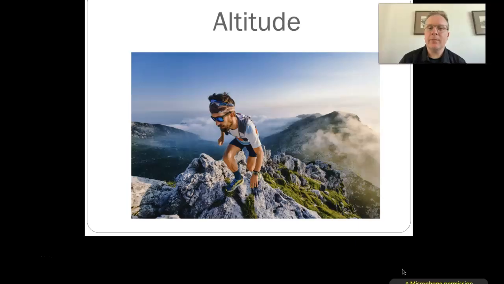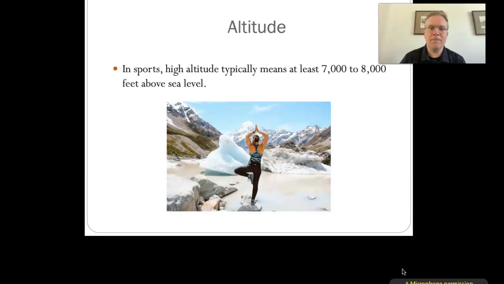And going along with the pulmonary system, I want to talk through altitude in general and the impacts that it has on the pulmonary system and overall performance. So in sports, high altitude typically means at least 7,000 to 8,000 feet above sea level, but we can see impacts on performance even at lower altitude.